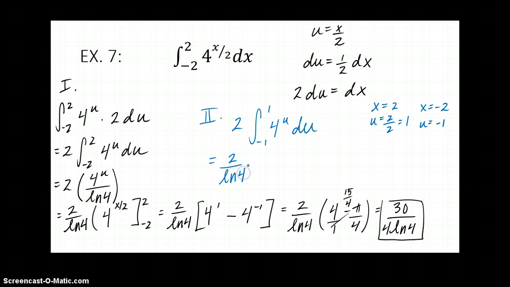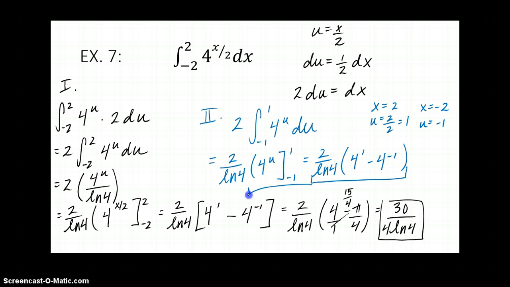Same antiderivative. But now I don't need to replace my exponent to be in terms of x anymore. My boundaries are all in terms of u. So 2 over ln of 4, I have 4 to the first minus 4 to the negative first. I hope that you guys continue to see, no matter which method you choose, and I will not tell you which one to use, you get the same answer.